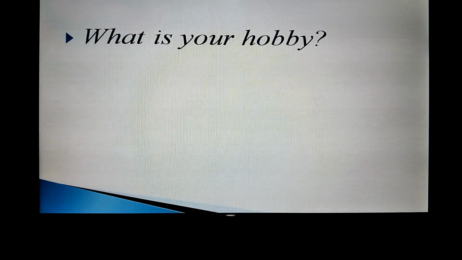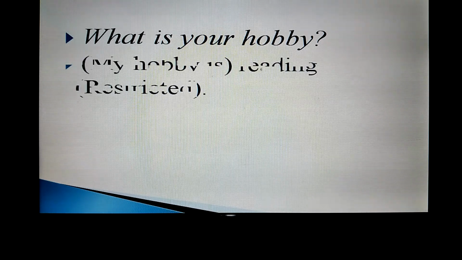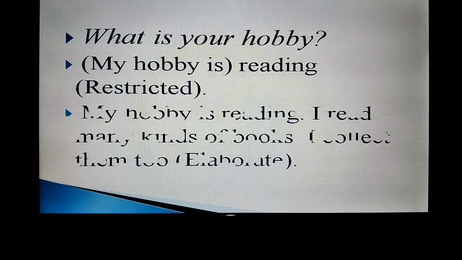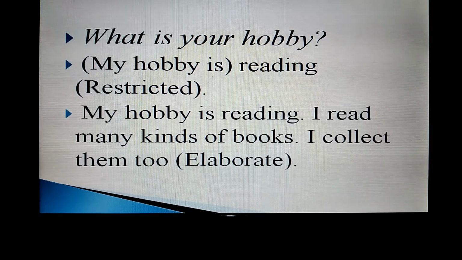Proceeding with this one, what is your hobby? We had this last time also, and I think you still remember this. If you simply say reading, or my hobby is reading, again, this is restricted. Instead, why not make it elaborate, saying, my hobby is reading. I read many kinds of books and I collect them too, right?